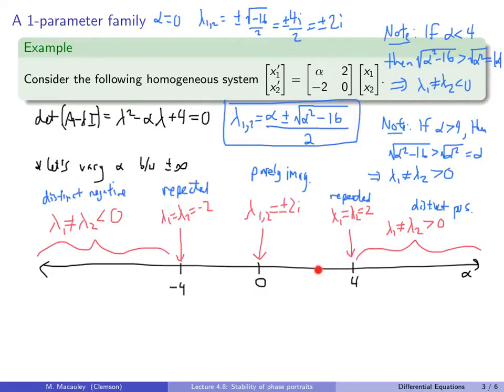So when we're in here, let's see if I'll fit it up here. If alpha is between 0 and 4 properly, then alpha squared is less than 16.